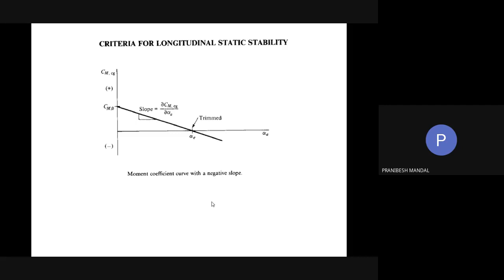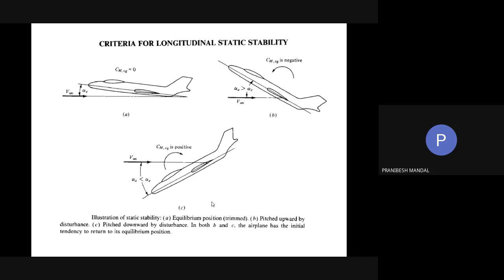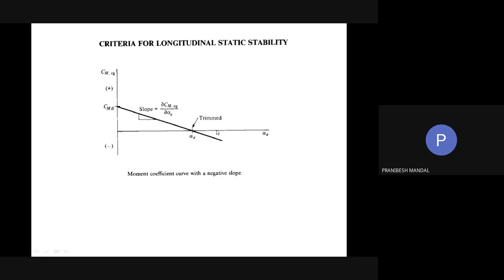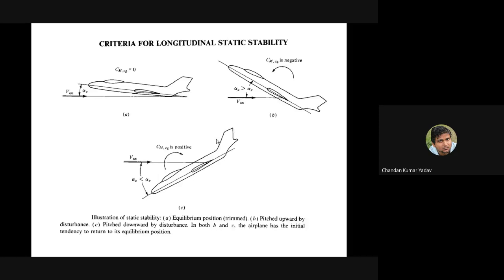You see, for this particular curve, just the opposite thing occurs. When the air gust causes the airplane to move up, the angle of attack is increased. And as the angle of attack is greater than the trim angle of attack, a negative moment starts occurring, yes or no? Yes, sir. And that will keep the airplane back to its original position.